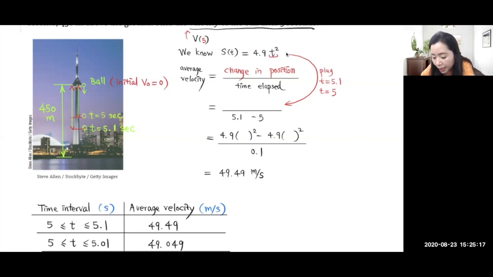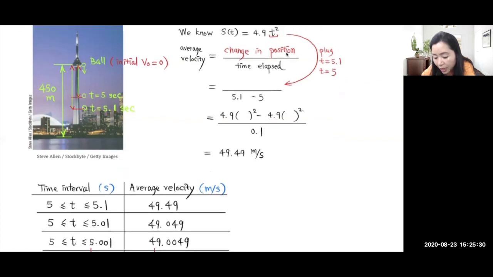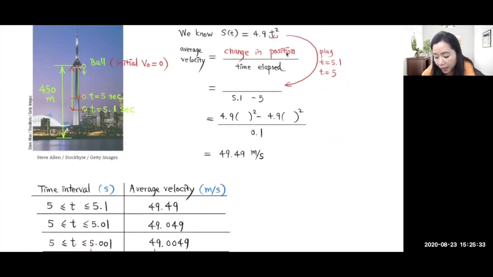And then later on, we can move this ending time a little bit closer to 5, say 5.01, and calculate the average velocity again. And then we take the time even closer, say 5.001 seconds. So the time interval is going to be shorter and shorter, and the instantaneous velocity will be approximated by the average velocity. We get a better and better approximation when we shorten the time interval. So that's the idea.